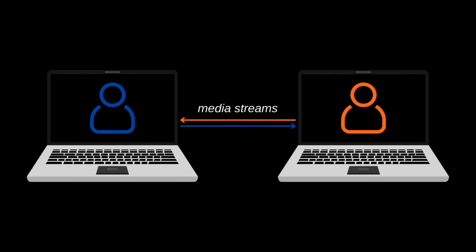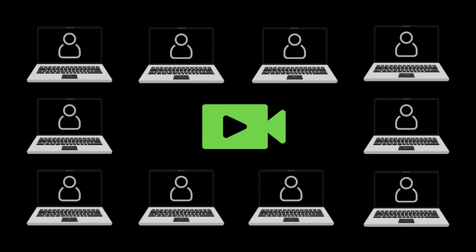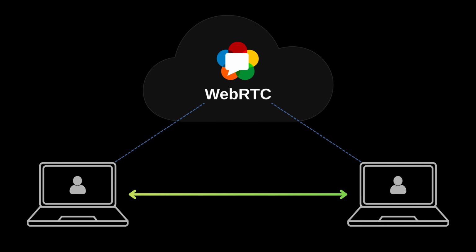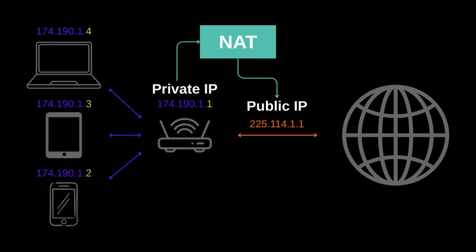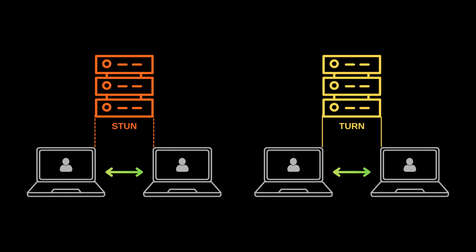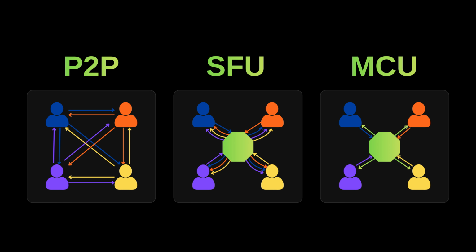In this video, we'll explore media stream architecture and the specifics of organizing group conferences with 10 or more participants. First, we'll get acquainted with WebRTC, the technology for real-time audio and video transmission. We'll explain why a NAT mechanism is needed and how STUN and TURN servers ensure a stable connection between clients. Finally, we'll compare the architectural models P2P, SFU, and MCU, highlighting their advantages and limitations.